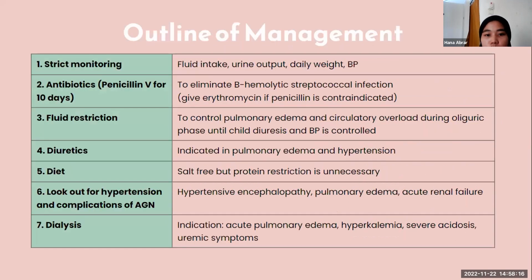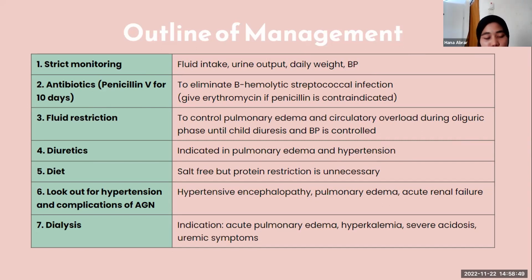So next slide is the outline of management. Firstly, strict monitoring of fluid intake, urine output, daily weight and blood pressure, and then antibiotics, penicillin V for 10 days may be given to eliminate the beta hemolytic streptococcal infection, and give erythromycin if penicillin is contraindicated. Fluid restriction to control pulmonary edema and circulatory overload during oliguric phase until the child has diuresis and the blood pressure is controlled. And diuretics is indicated in pulmonary edema and hypertension.